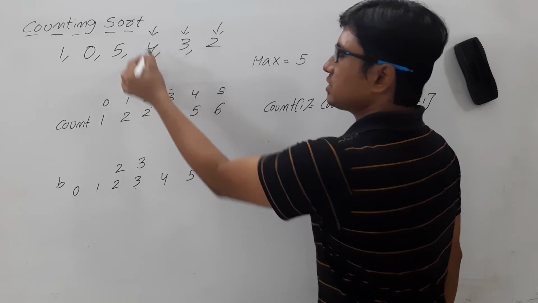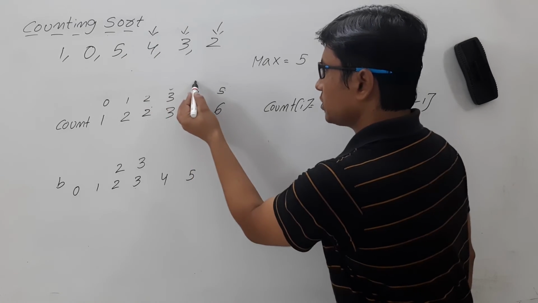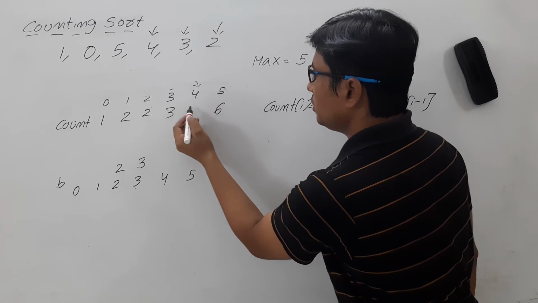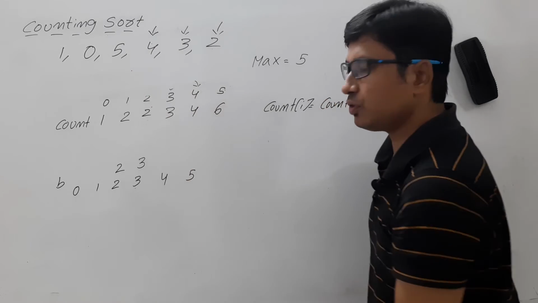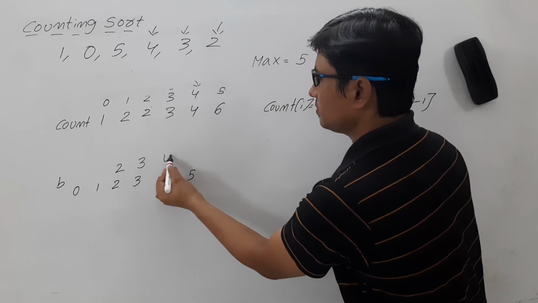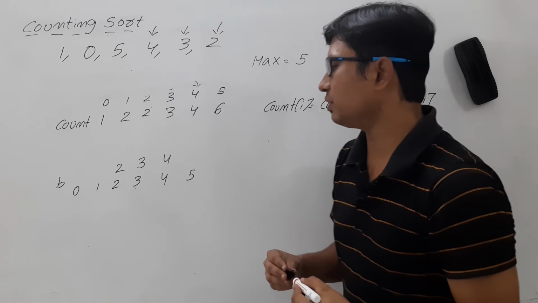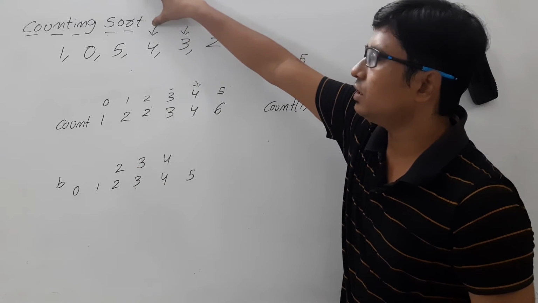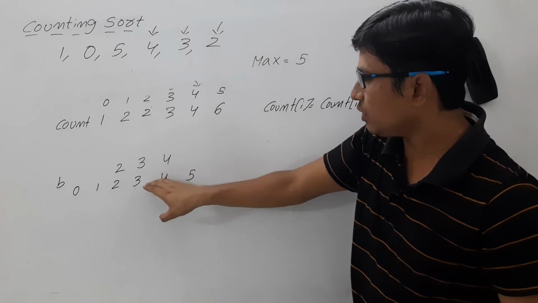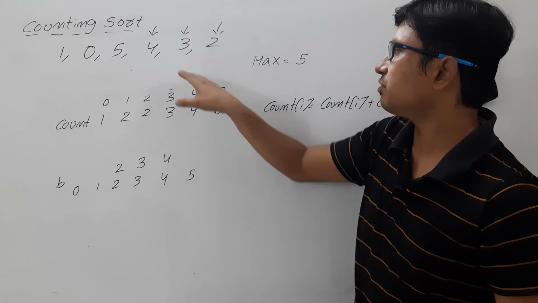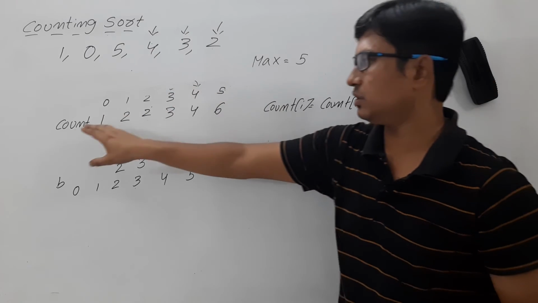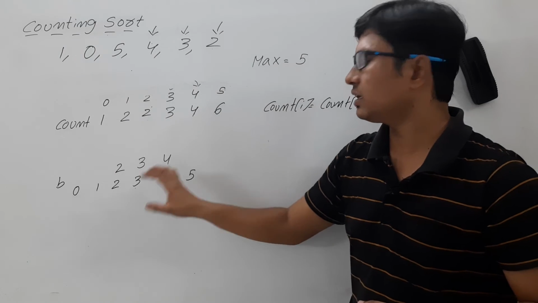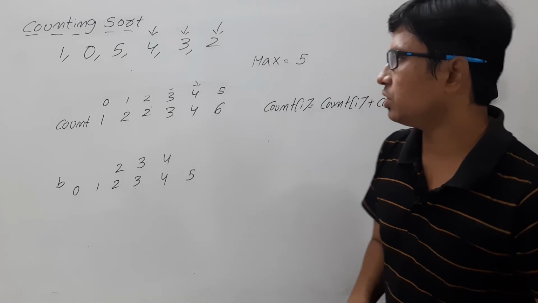Now the next input is 4. Go to the corresponding index 4. What is the value there? 4. So you keep your input 4 in the index 4. Is it clear? In this example, the value and the index are the same, but let me repeat again. This input 4 is there, where do you need to keep it? How will you identify? You go to the corresponding index in the count array, see what value is there, decrement it and keep the value in the corresponding index.